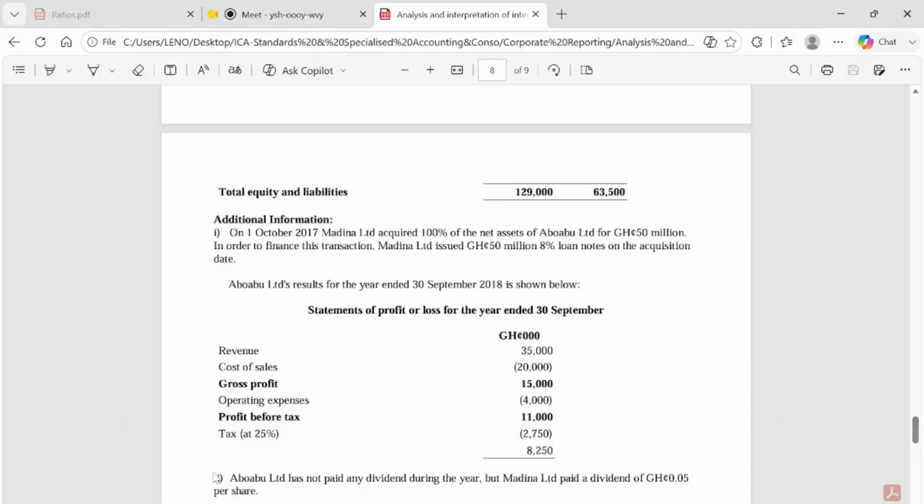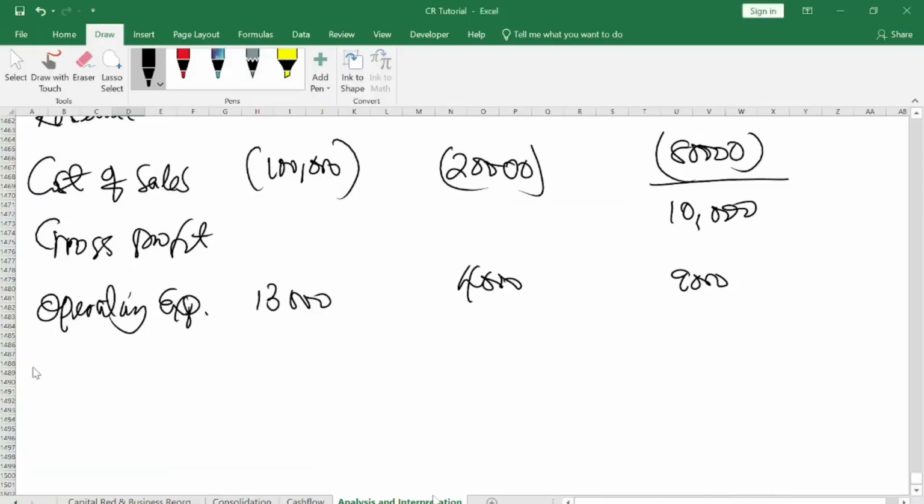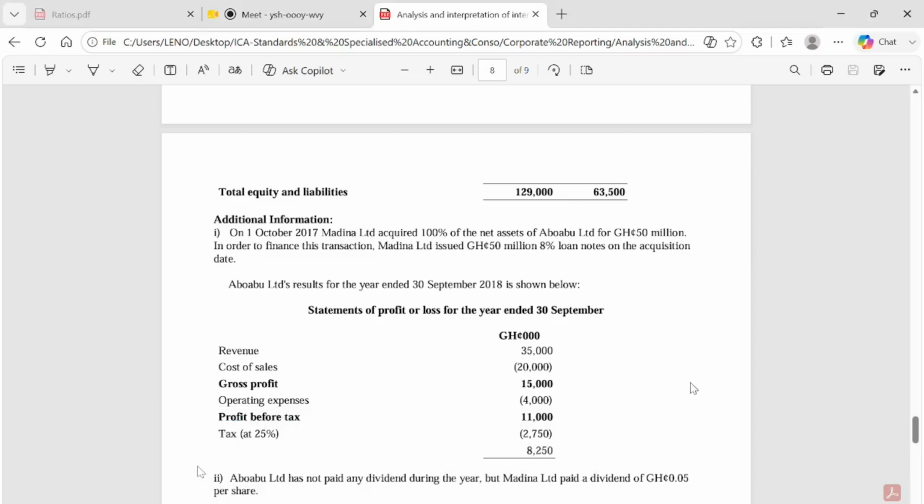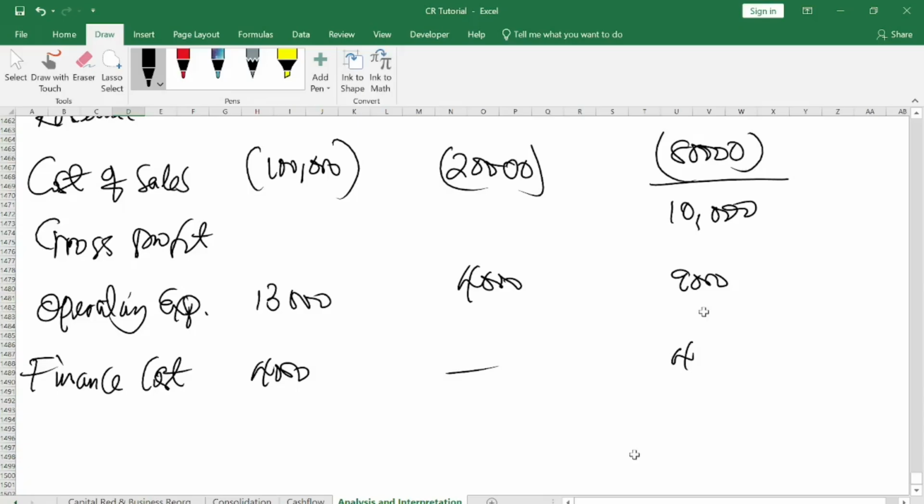Finance costs. The subsidiary doesn't have any. So here will be nil, and here will be 4,000. That one will be 4,000. Yes, sir. So here is 4,000. When you add it, what do you have?